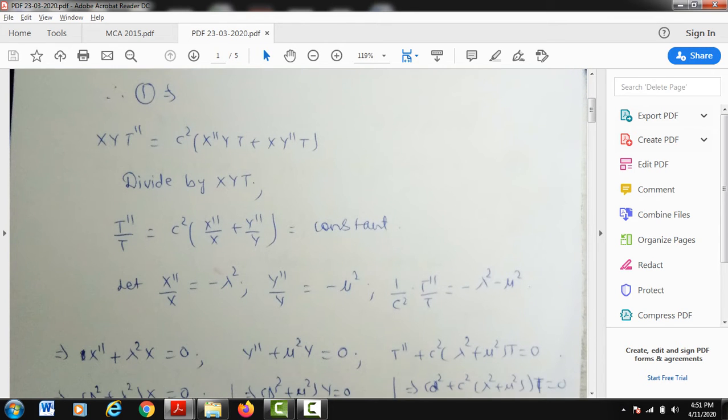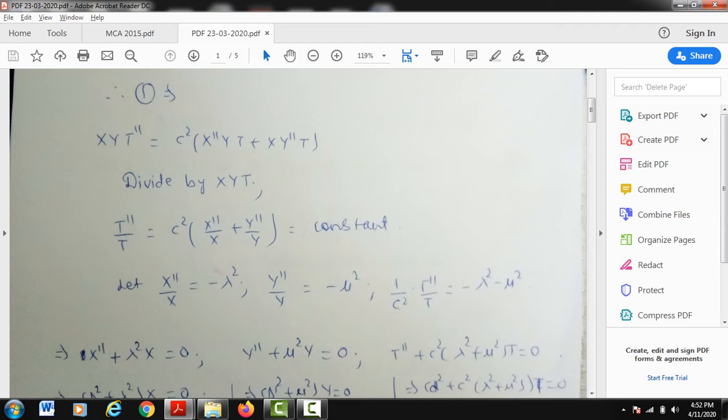Now according to the method of separation of variables, I will firstly separate the variables. So that's why I am dividing both sides with the factor XYT, so that the variables can be separated. So I am getting T''/T = c²(X''/X + Y''/Y). As X, Y, T are independent functions of x, y and t respectively, this equation will reduce to some constant.